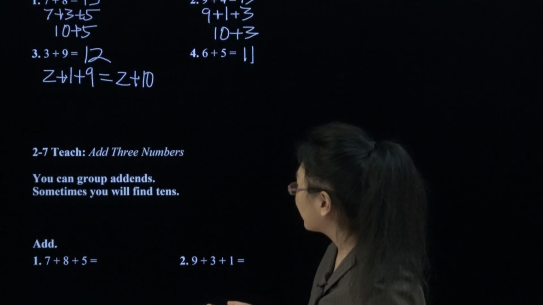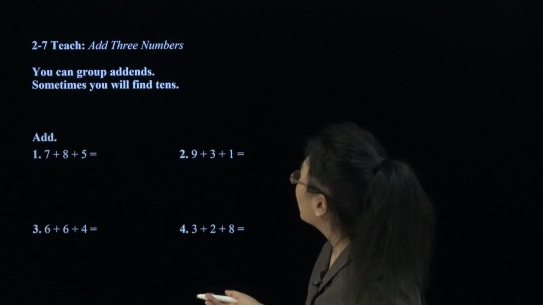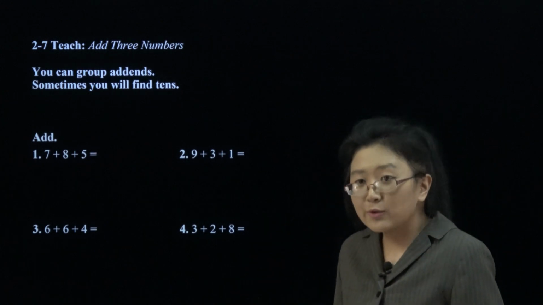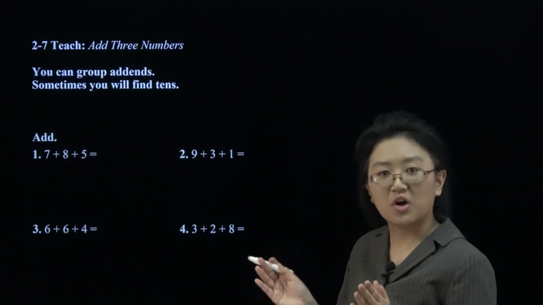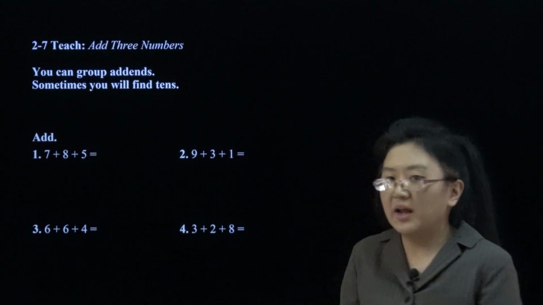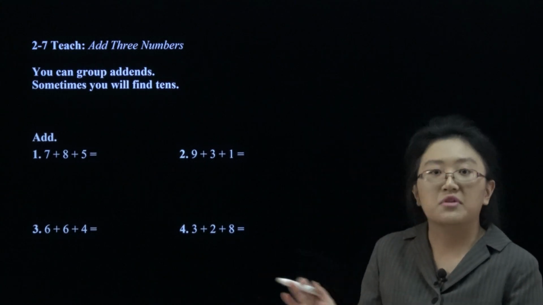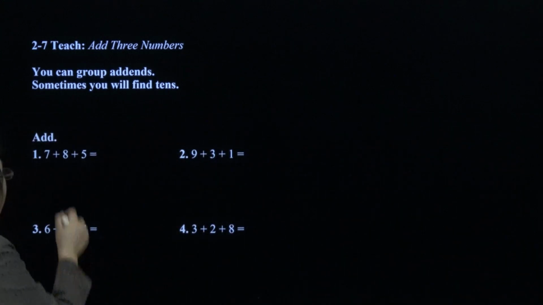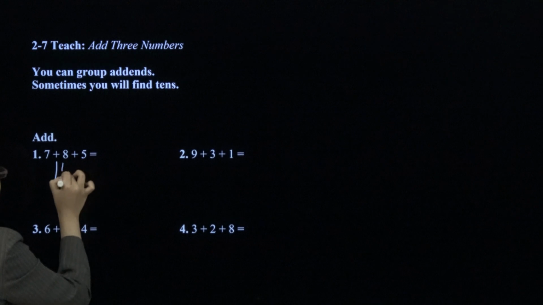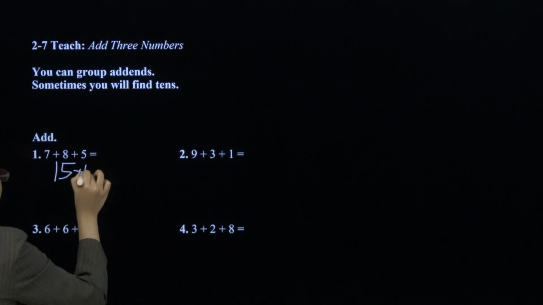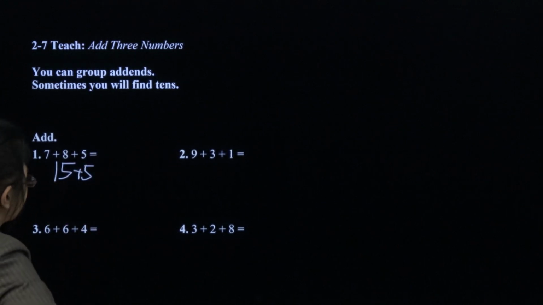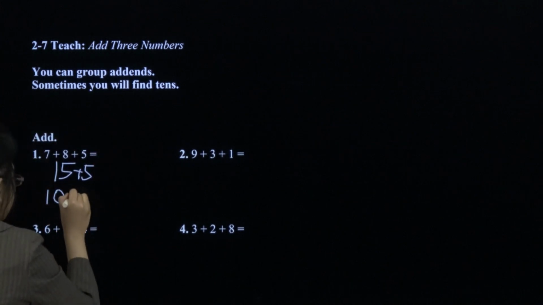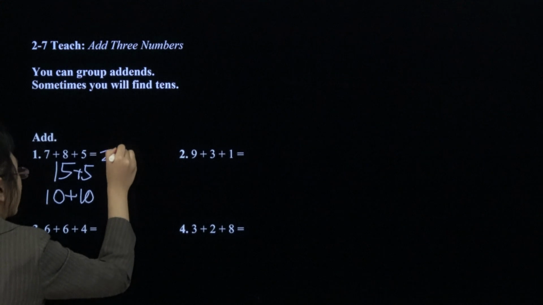Adding 3 numbers. When you add 3 numbers, a lot of the times you will group different numbers together and you will end up finding tens, which is always a good thing. Sometimes you'll also use things that you learned from the previous section, such as 7 plus 8 equals 15. And oh look, 15 plus 5. 5 plus 5 is equal to 10. This is like 10 plus 10, which is equal to 20.